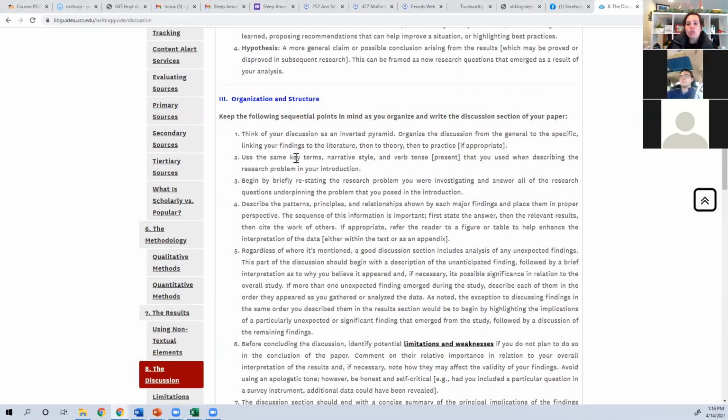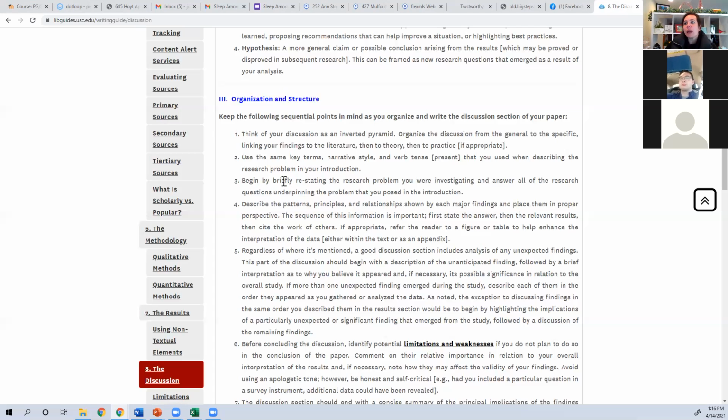You want to make sure you're using the same key terms throughout. If you talked about depression symptoms, don't all of a sudden call it feeling blue, right? Stick to the same language. You want to keep the same narrative style and verb tense that you use when describing the research problem in your introduction. So if somebody's reading it from start to finish, it's going to make sense to them.